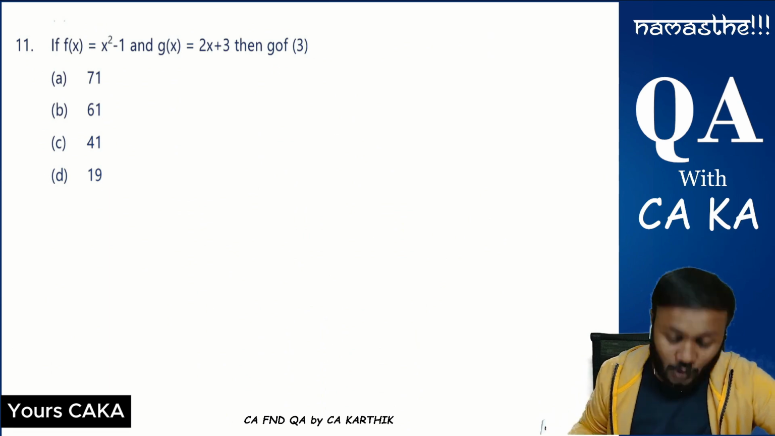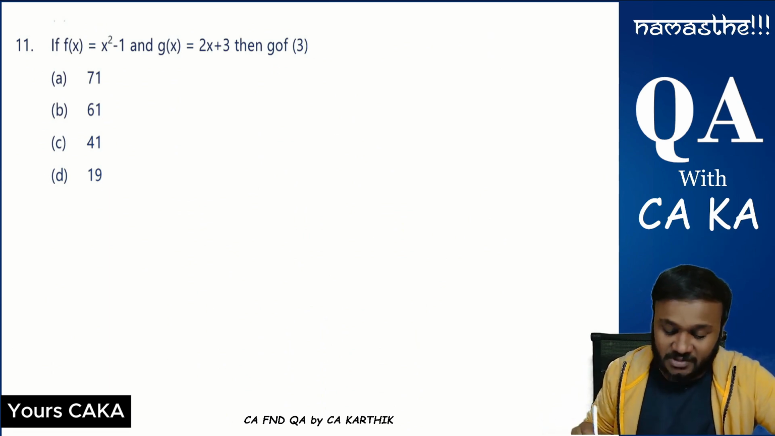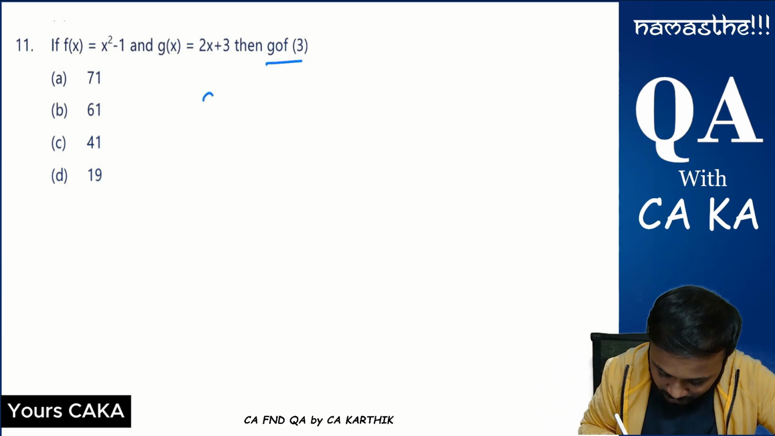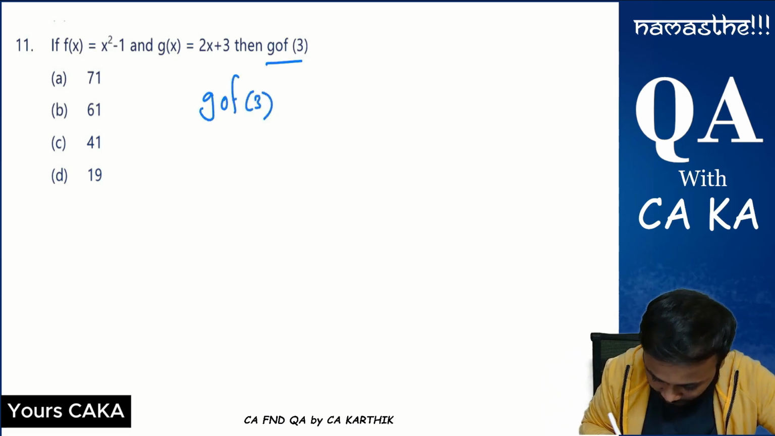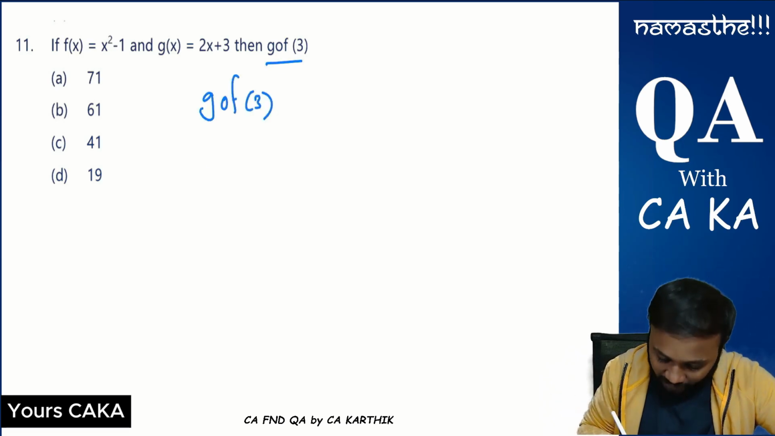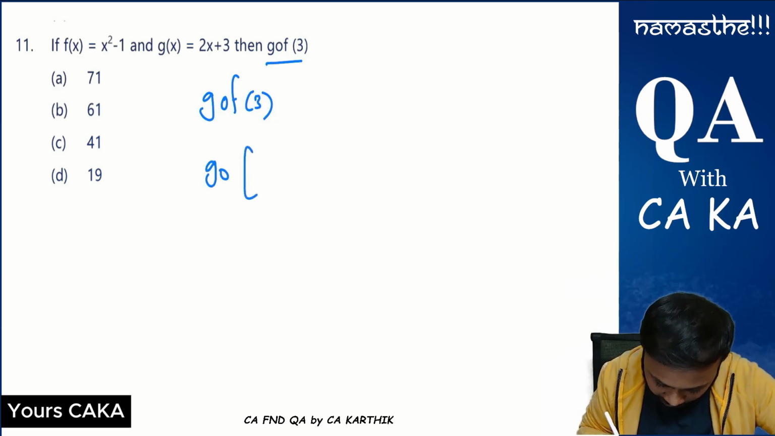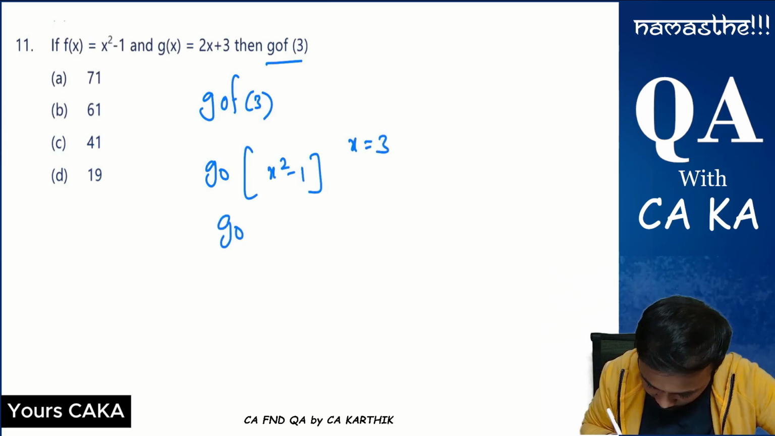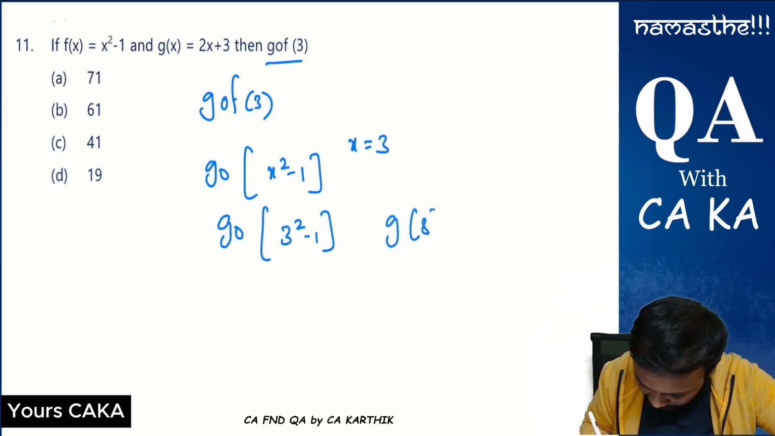If f of x is equal to x square minus 1 and g of x is equal to 2x plus 3, they are given g of f of 3. So how to solve this, sir? Let's substitute 3 in your f value. f of x is nothing but x square minus 1, where x is equal to 3. So g of 3 square minus 1, which is nothing but g of 8.